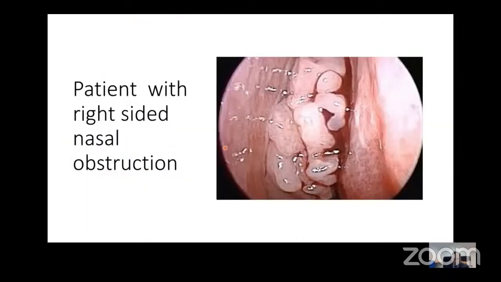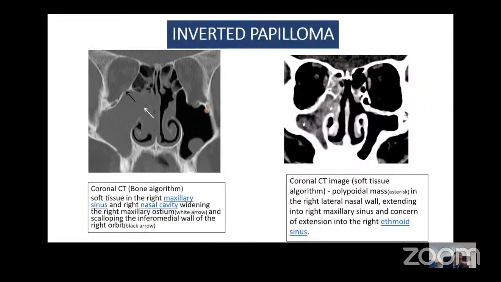Here is another patient who presents with a right-sided nasal obstruction. One can see a papillomatous lesion. Clinically, we think it's an inverted papilloma. We would get a CT scan first, and it shows a lesion in the right nasal cavity extending into the maxillary sinus. It is homogeneous, and this is the bony window, and there is widening of the maxillary ostium.